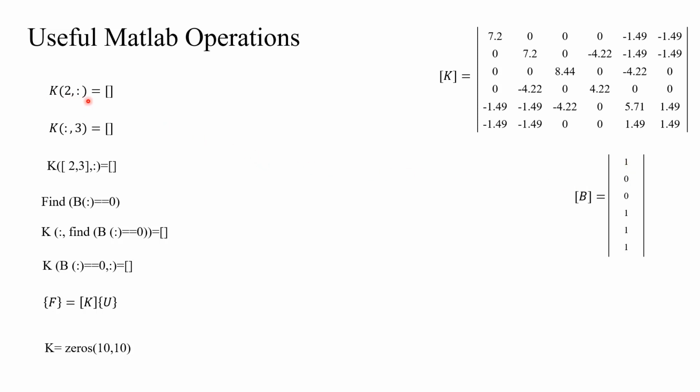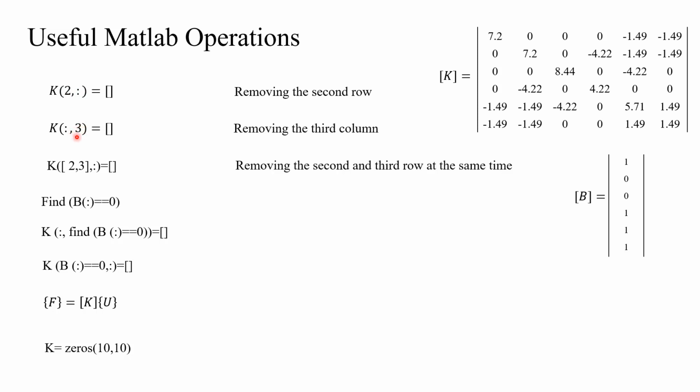Here, the first one, can you tell me what this function does? It removes the second row. Here you can see a comma, so before the comma is a row, and after it is column. Before all columns, remove the second row. Here, that number 3 is after the comma, so remove the third column. Here we are removing the second and third column at the same time.